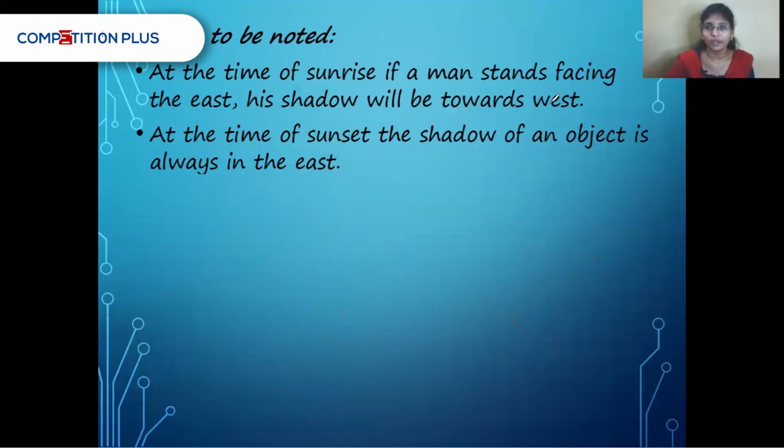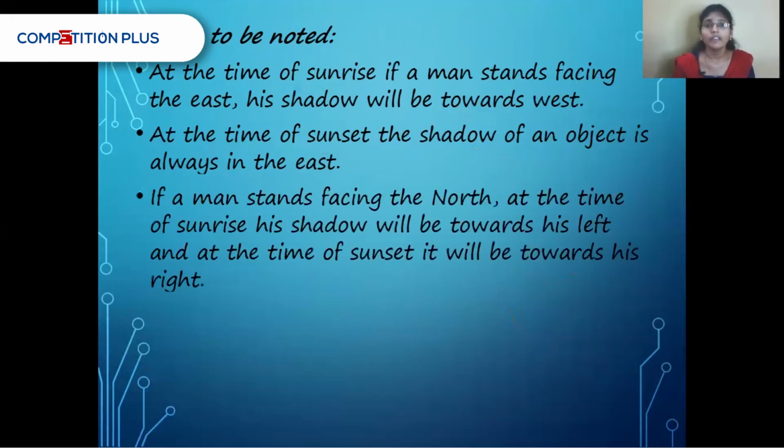Let's move to the next point. If a man stands facing north at the time of sunrise, his shadow will be towards his left, and at the time of sunset, it will be towards his right. So a person is here, he's standing facing the north. This is his right and this is his left, because you imagine yourself facing the north direction. We know that the sunrise is always in the east. So this is the east and the sunset will always be in the west.